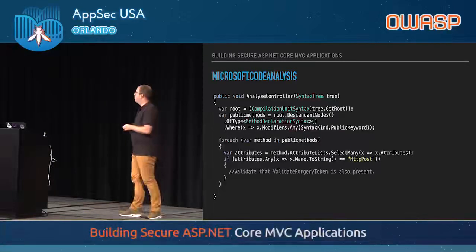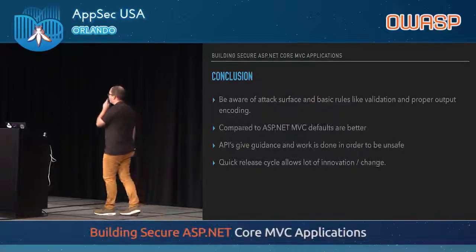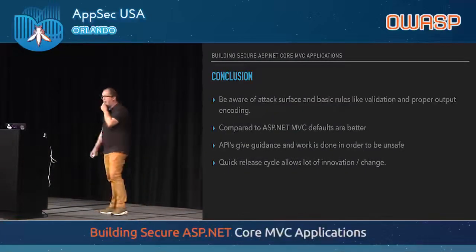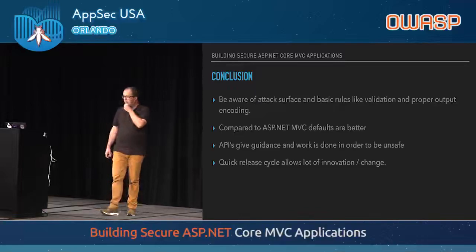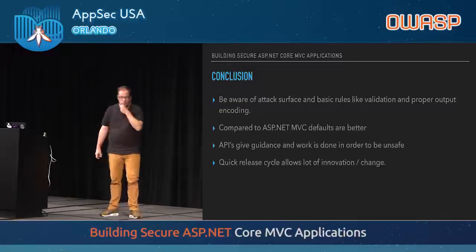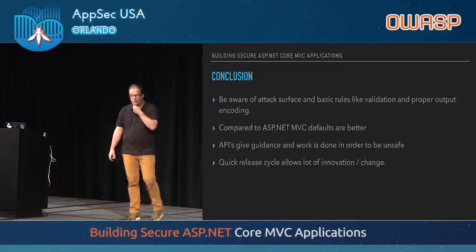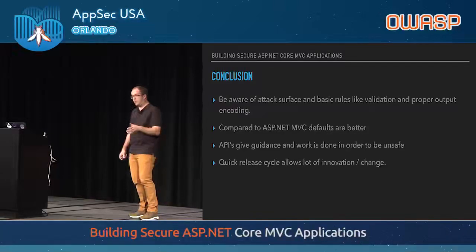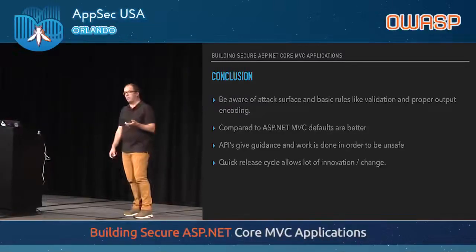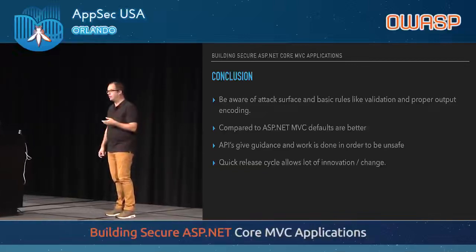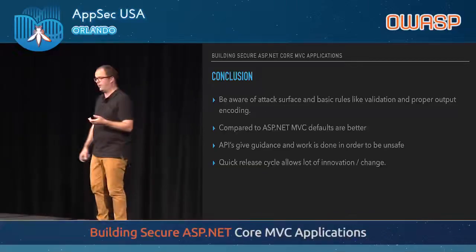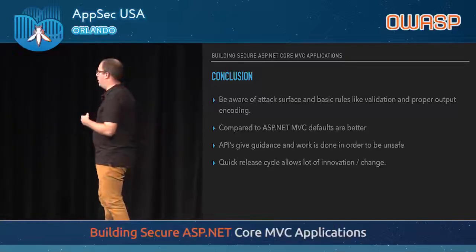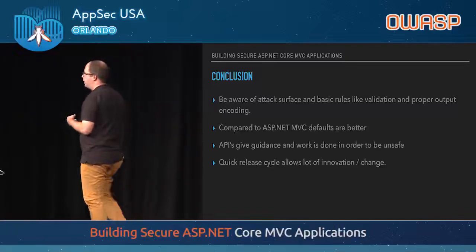So with that said, I'm going to wrap it up with my conclusion. I think it's important to be aware of the fact that the attack surface of an ASP.NET Core MVC application depends on the controllers that are resolved, like the stuff that we've seen earlier. And of course, basic rules still count, as we have seen, right? You still need to do input validation. You're not walking away from that. Output encoding is also still needed.